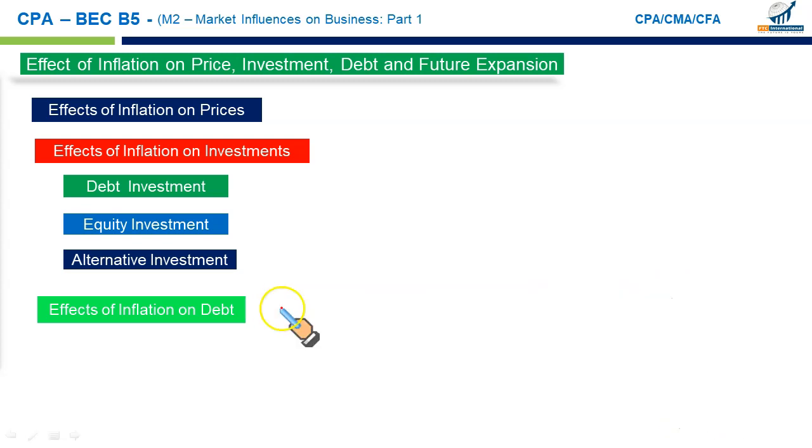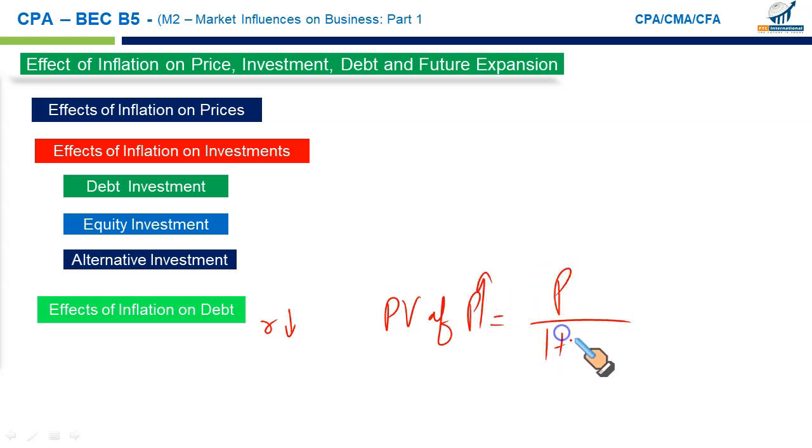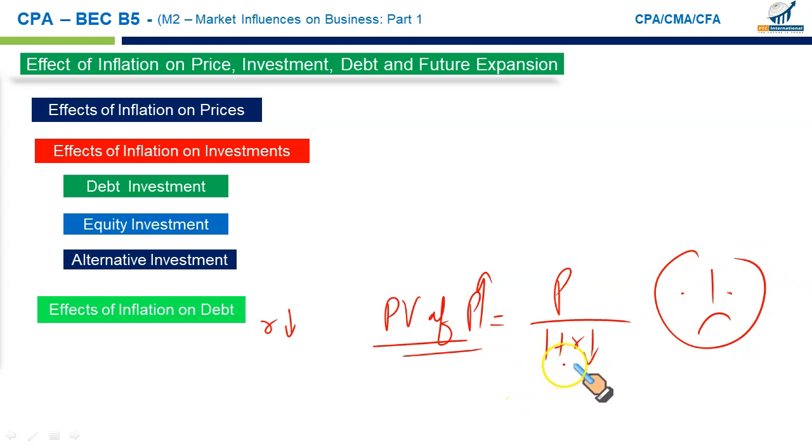Now, look at it from the other side. If the rate of inflation is low, in that case, the present value of the principal will be higher. Why? Because the fixed principal divided by 1 plus a low rate of inflation means you will have a high value. In that case, if you are a borrower, you will be sad. And if you are an investor, you're going to get a higher value.